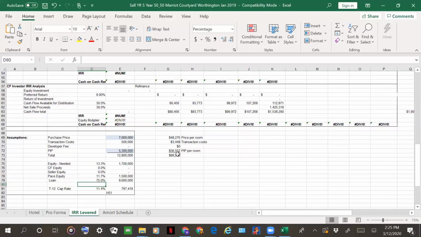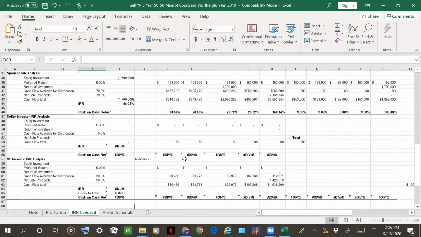The PIP costs 36,000, which is kind of average. A renovation runs anywhere from 30 to 35, depending on how major the renovations are, but 36 is a good number. We're going to be all in on this project for 88 a door. That's great, because to build a new hotel costs anywhere from 125 to 150,000 a key. As you see here, we're in it for $88,276 a key.